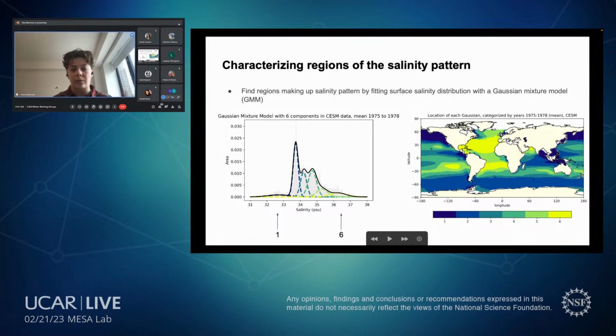So going from less salty up to the saltiest, which would be number 6. And then on the right is how a map of the ocean surface would then be clustered based on this mixture model. So the idea is for each point, we categorize it into one of the 6 depending on the salinity at that point in the climatological mean. Here the bluer colors are fresher areas and the yellower colors are saltier areas. Next slide, please.